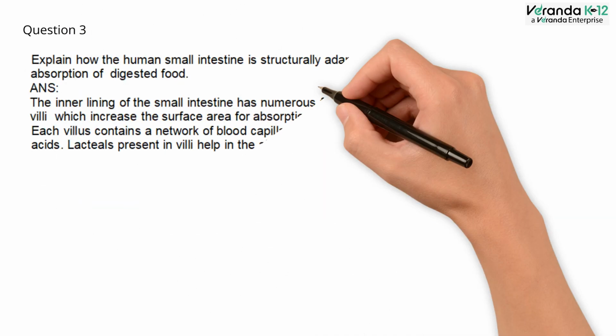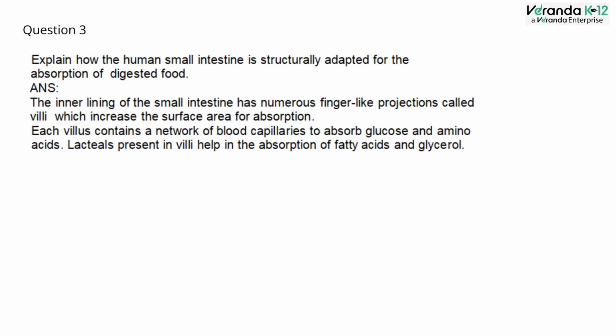Question number 3. Explain how the human small intestine is structurally adapted for the absorption of digested food. Solution. The inner lining of the small intestine has numerous finger-like projections called villi, which increase the surface area for absorption. Each villus contains a network of blood capillaries to absorb glucose and amino acids. Lacteals present in villi help in the absorption of fatty acids and glycerol.